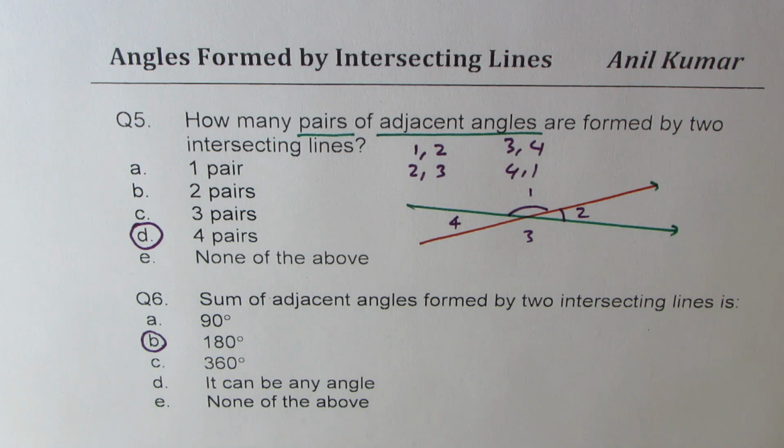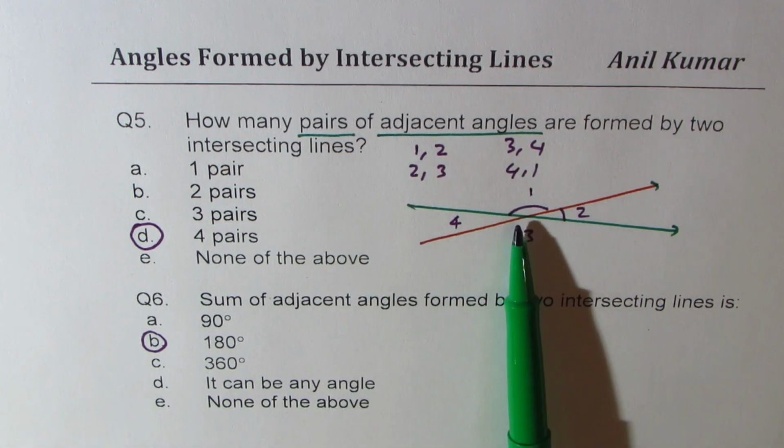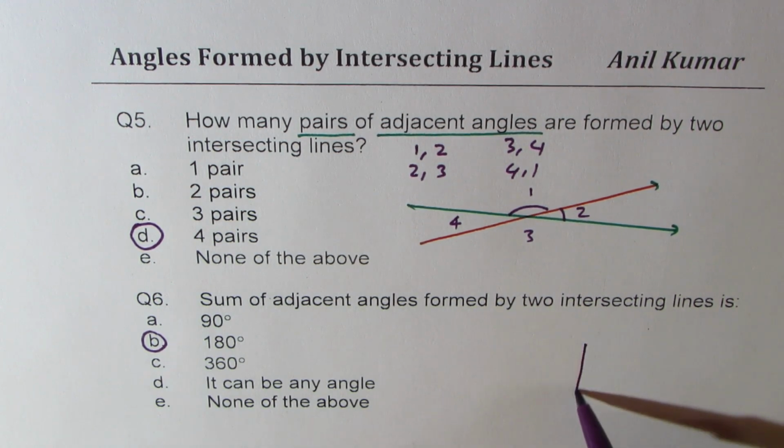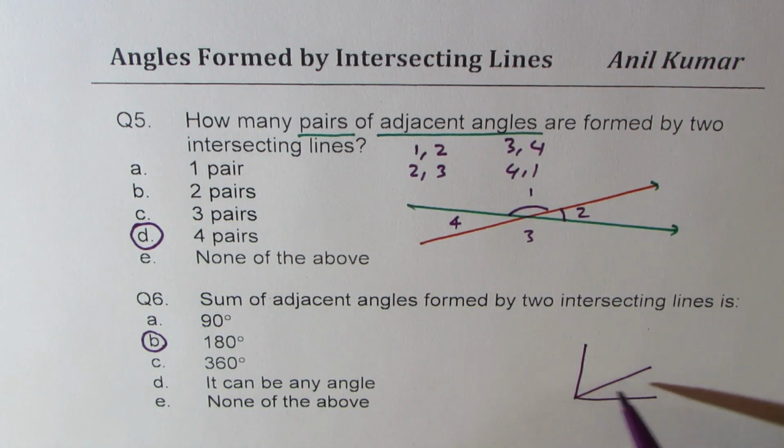So I hope the concepts are absolutely clear. So when there are 2 lines, then the adjacent angles form 180 degrees. However, if we just take special cases, in that case 2 lines are not there. For example, in this case, the sum may not be 180 degrees as it was in question number 1. So I hope these concepts are absolutely clear.